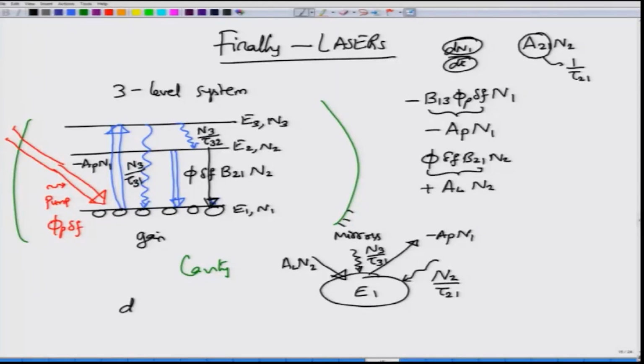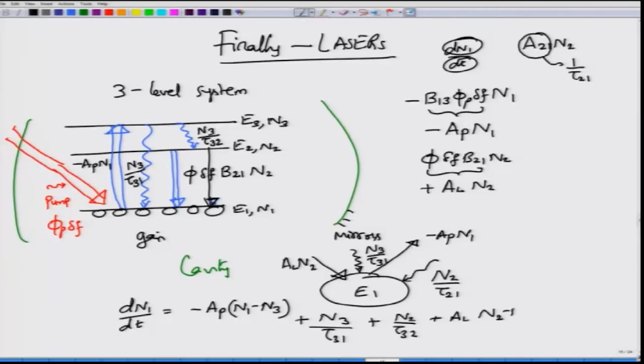So, if you write down the equation as to how the population in energy level E1 changes, you can write dN1 by dt as equal to the pump absorption. That would be minus AP times N1 minus N3. I will tell you why I am writing this as N1 minus N3. So, this is the pump absorption, plus spontaneous emission down from energy level E3 to E1, plus you have N2 by tau 32, which is spontaneous emission, plus you have stimulated emission. Emission is represented by L, which is the lasing action, and this is N2 minus N1.